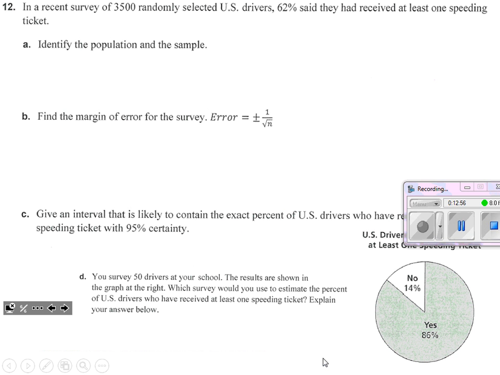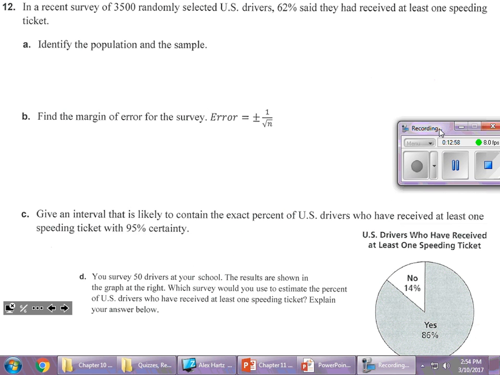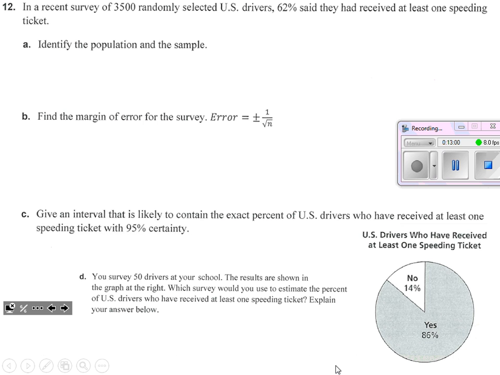All right, and lastly, in a recent survey of 3,500 randomly selected U.S. drivers, 62% said they had received at least one speeding ticket. All right, so this survey, what is the population? Well, the population is all U.S. drivers. Remember, all is a key word when we're talking about a population.